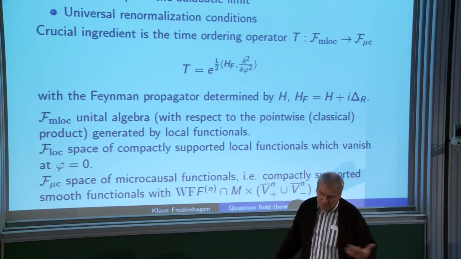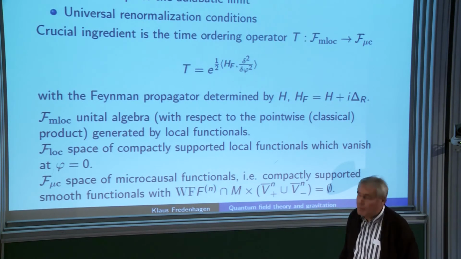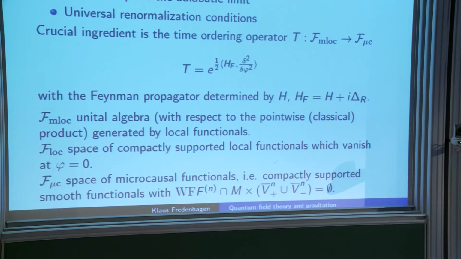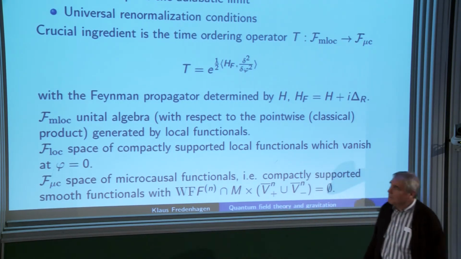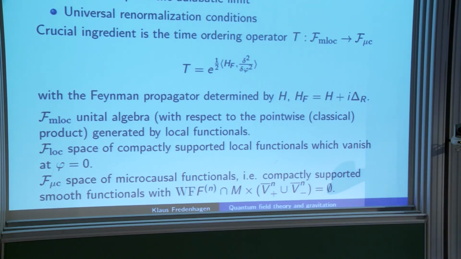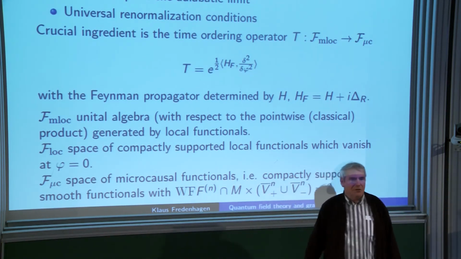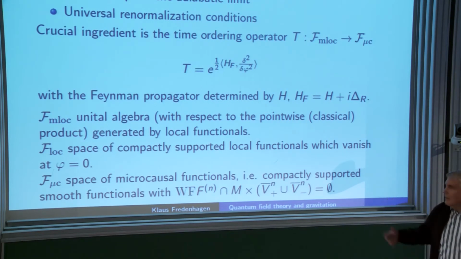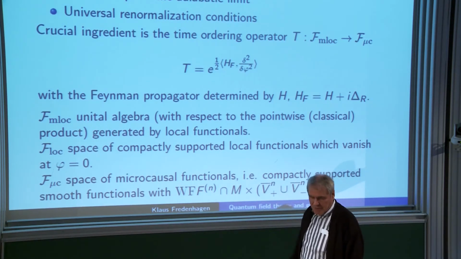And now the question is, this is of course rather formal, so you have to see whether this can be made precise. And it can be made precise as a map from the set of multilocal functionals to the so-called microcausal functionals. Let me briefly explain what this means. So we have the local functionals. We restrict the local functionals to those which vanish at phi equals 0, so the constant functional is not included there. And then the multilocal functionals are just the unital algebra generated by the local functionals.